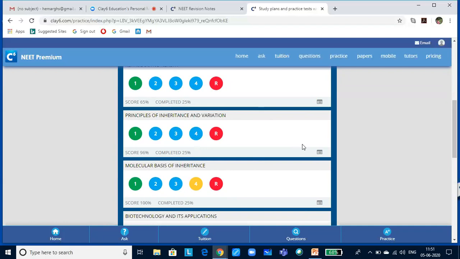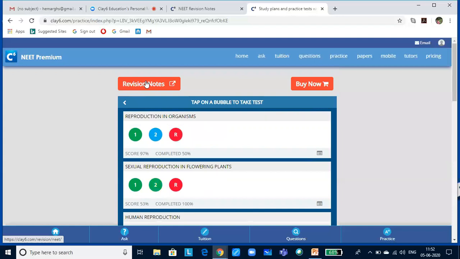The randomized test will give you questions of varying degrees of complexity. And this will help you to analyze your understanding of the concept, application of the concept, and so on. It is like an indicator for a self-analysis to know your own strengths and weaknesses. And there is a button here. If you click this, it will open into revision notes.